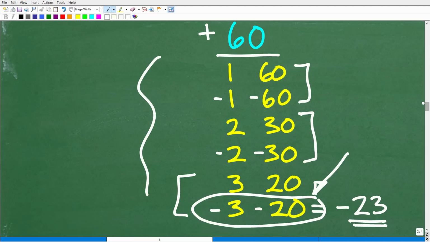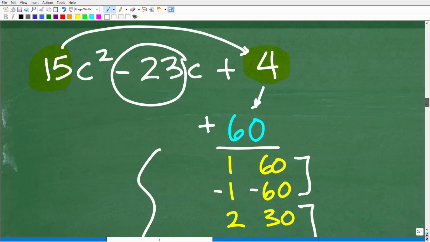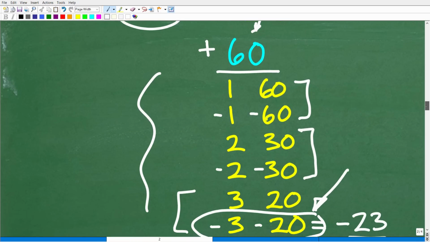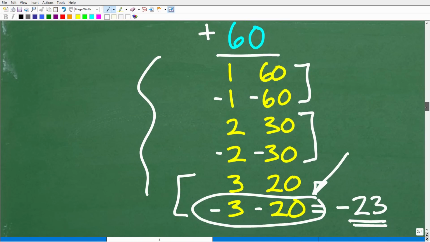Now, let's suppose you list all the factors here, let's say of 60, and there are no factors that add up to this middle number, -23. Well, guess what? That's basically an indication that this is prime. In other words, you cannot factor the polynomial.